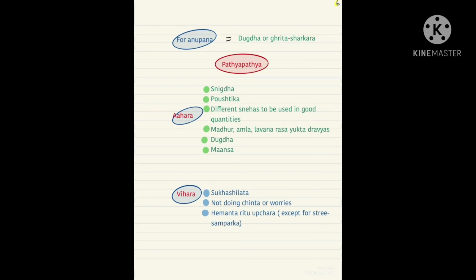So an important MCQ for Anupana can come here: what kind of Anupana is used for medicines given in Dhatukshayajanya VATAVYADHI. You have to tick mark either dugdha or ghrita sharkara. Any one of these you have to tick there.